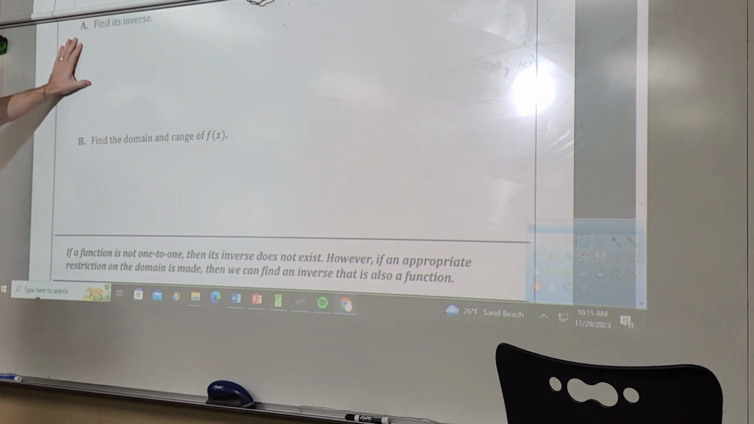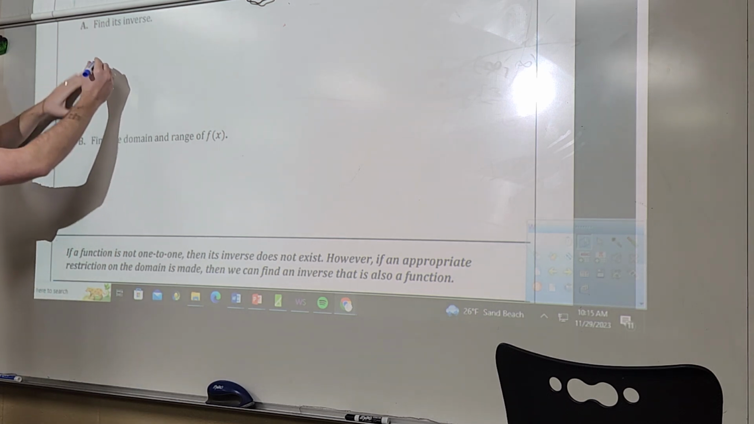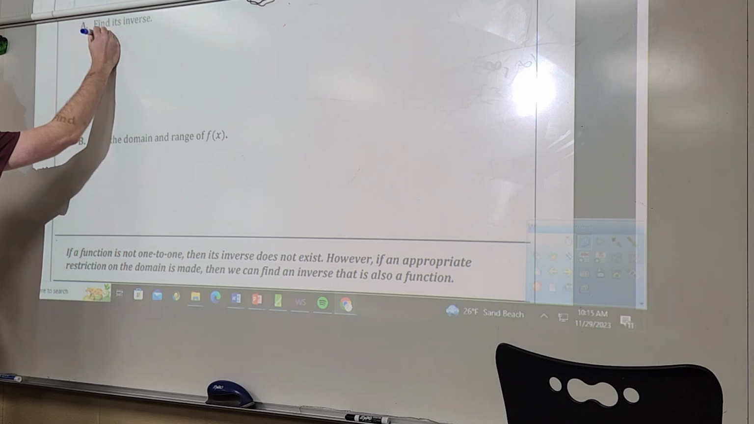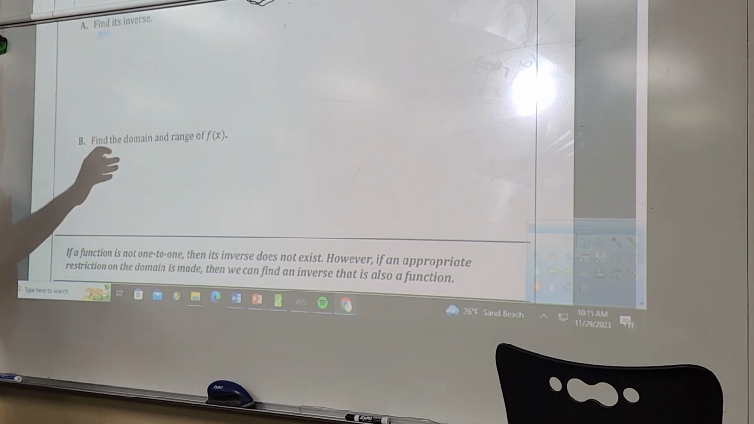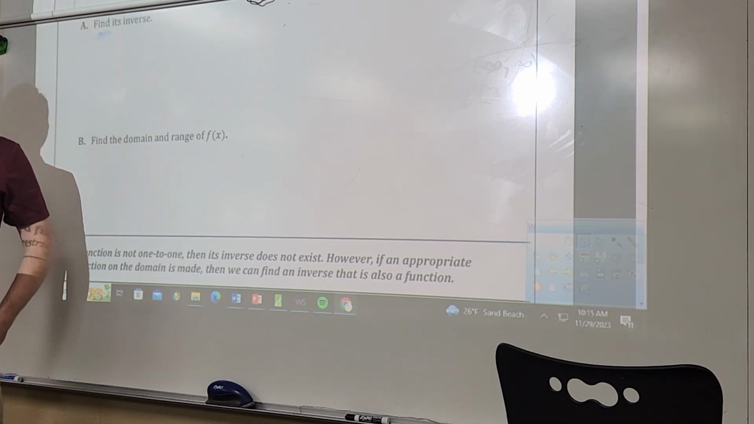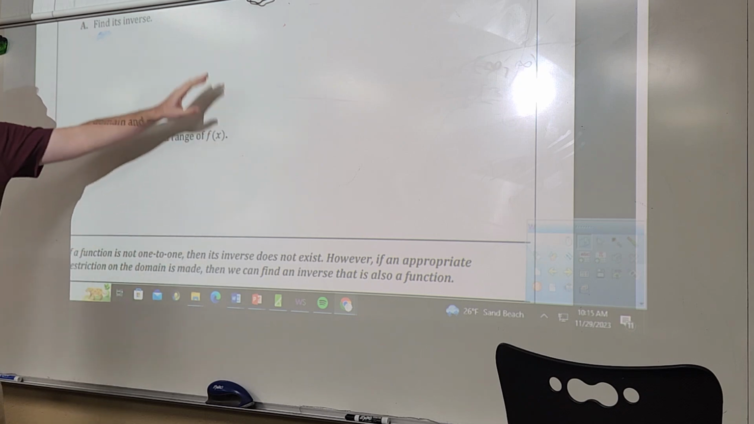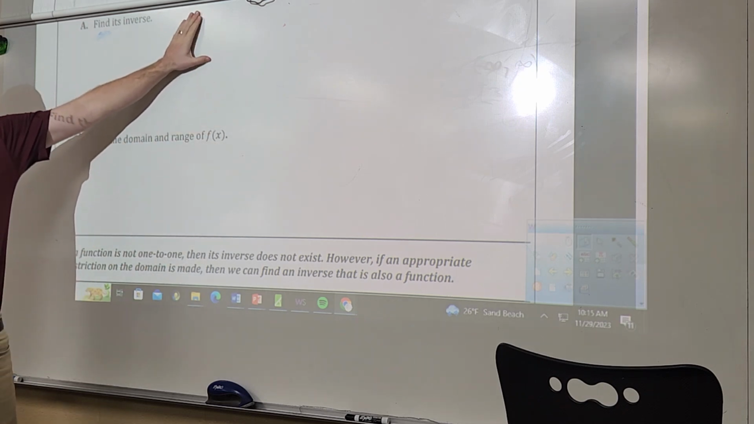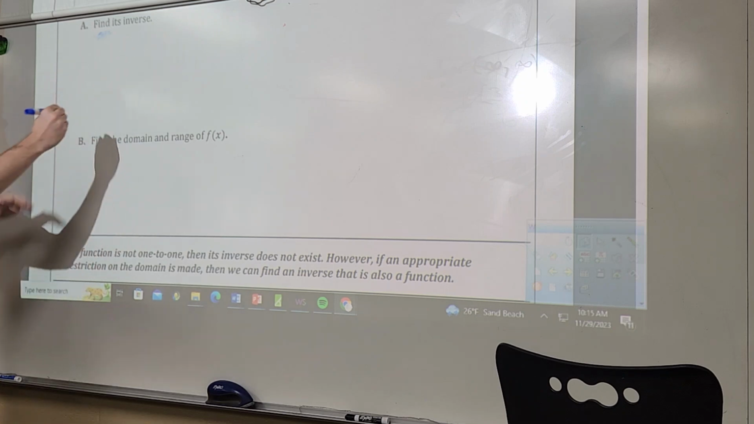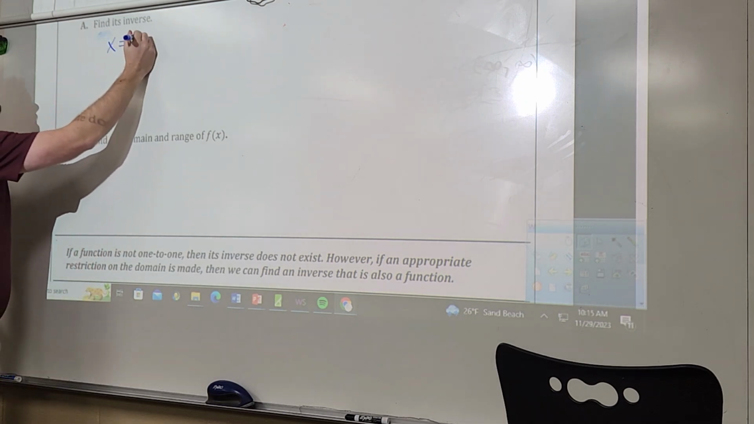Two x's. So, find its inverse. What do I do with my x and my y to find my inverse? You swap them, right?